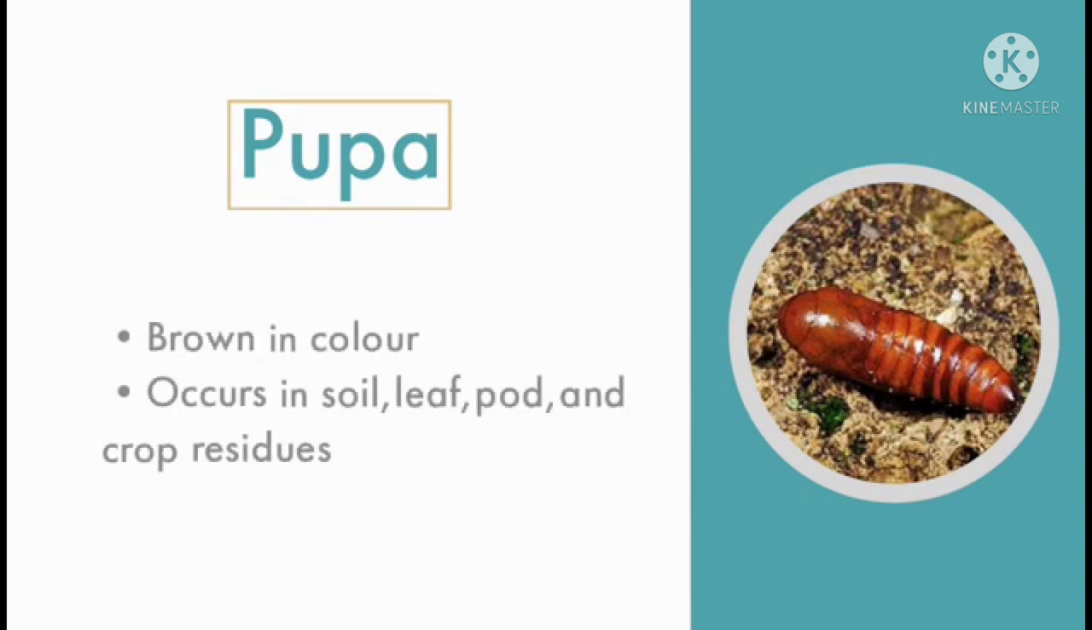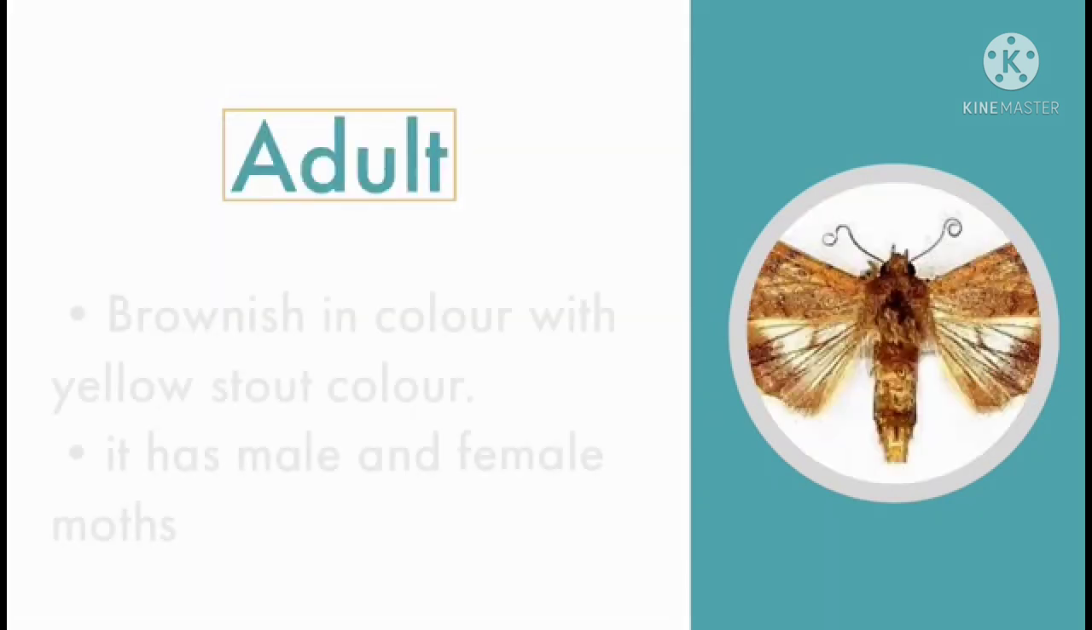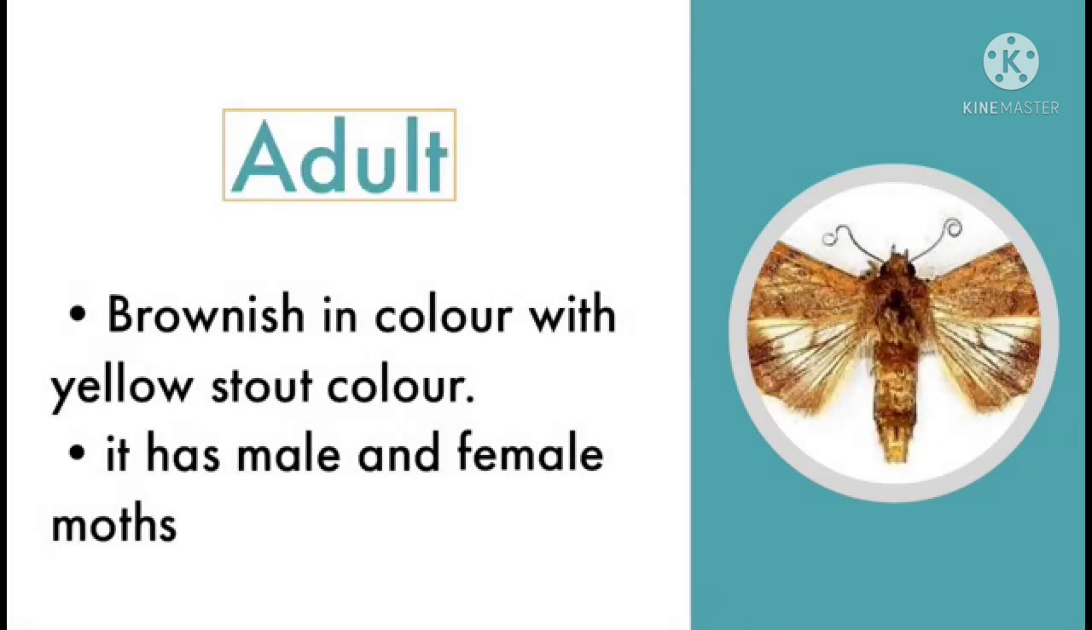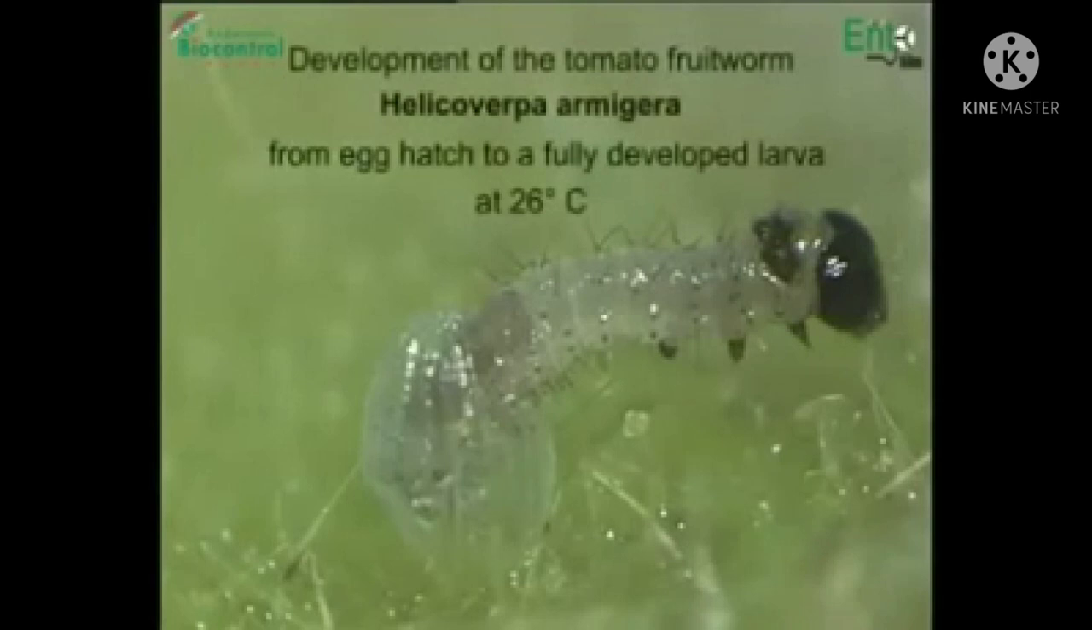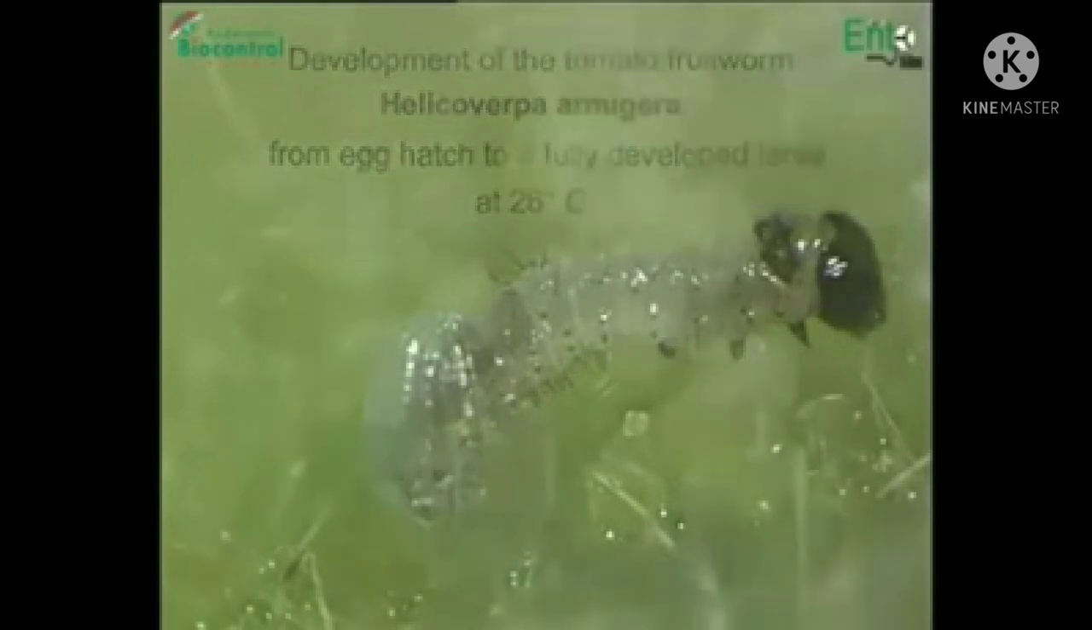Then pupa. The pupa is found in soil, leaf, pod and crop debris also. Generally, the pupa is brown in color and the life period of the pupa is 10 days. Then adult. The adult has male and female moths. Generally, the adult is brownish in color with yellow stalk. Now we'll see the development of the tomato fruit borer, Helicoverpa armigera.